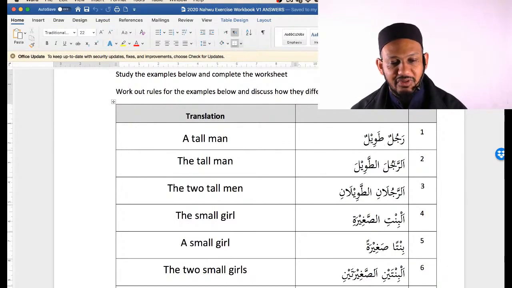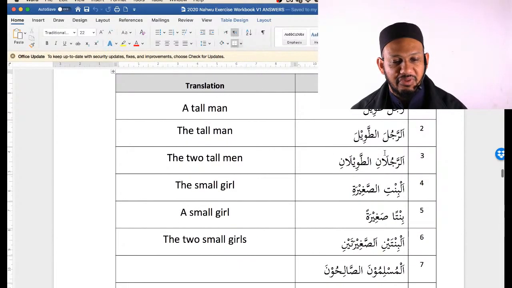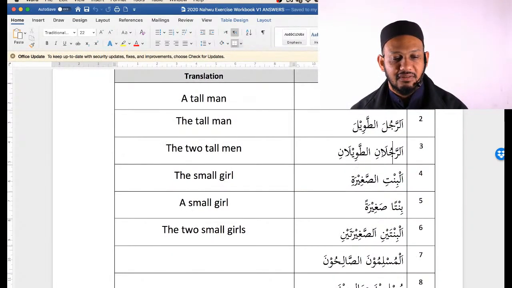Number two, for example, here, if the first word is nasbun, the second word is nasbun. If the first word has an al, the second word has an al. For example, number three, if the first word is dual, ar-rajulani, the second word is also dual, at-tawilani. For example, number four, al-binti as-saghirati, if the first word is feminine, the second word is also feminine.